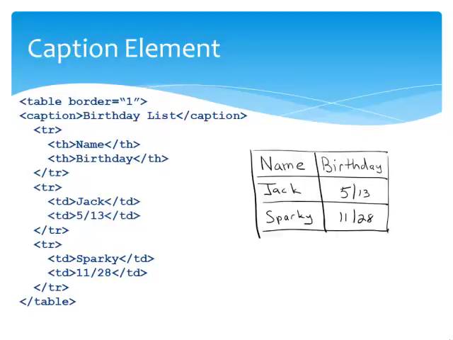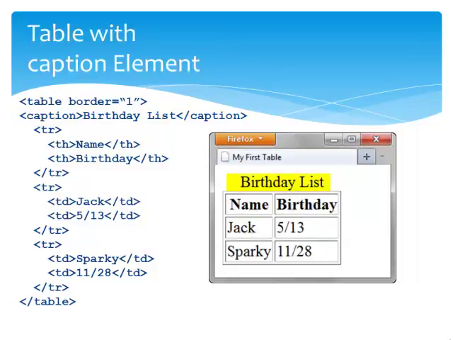The caption element can be used to display a brief description of the table. Code the caption element between the opening table tag and the first opening TR tag. Here we've added the caption birthday list to our table. The browser displays the caption above the table.